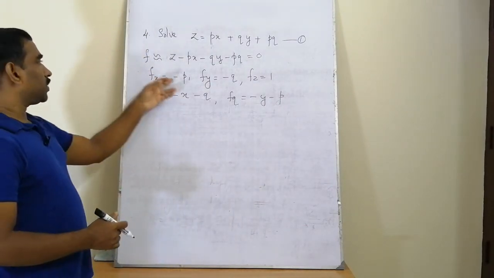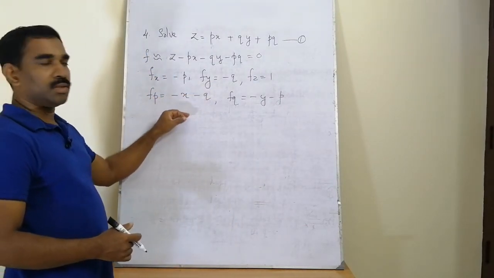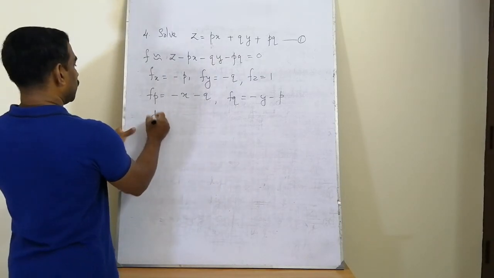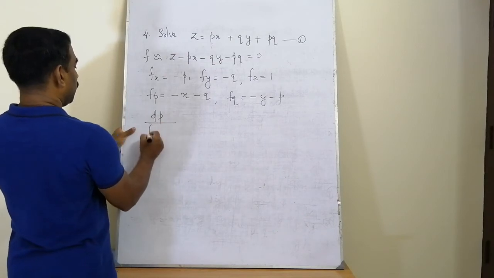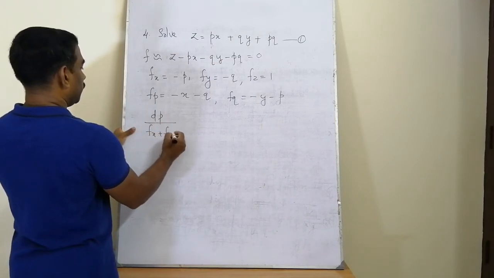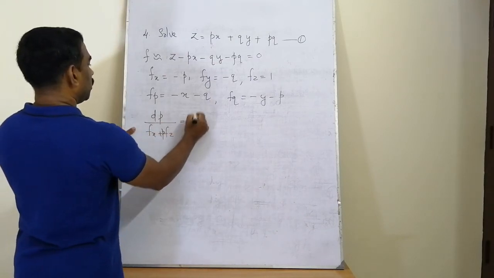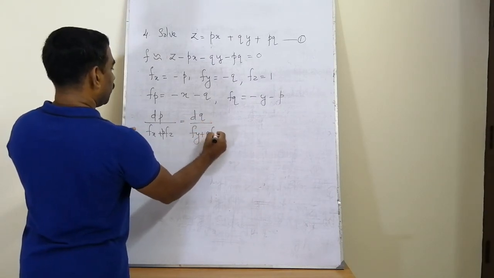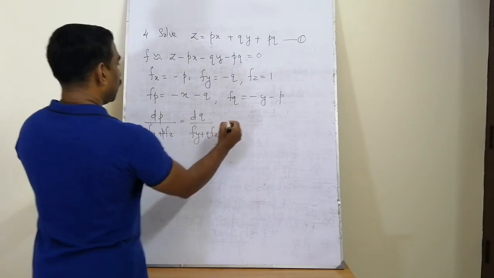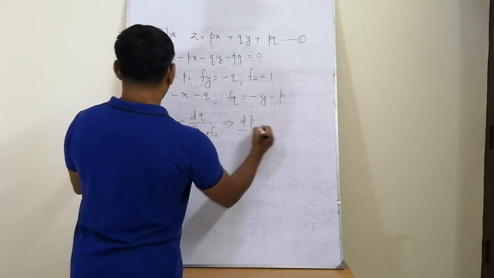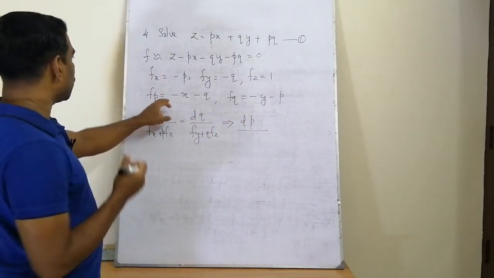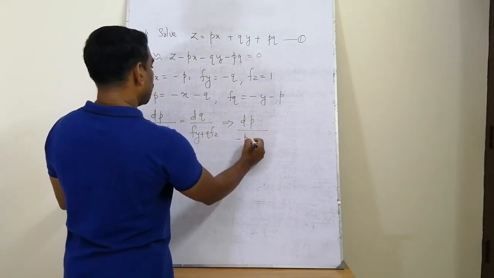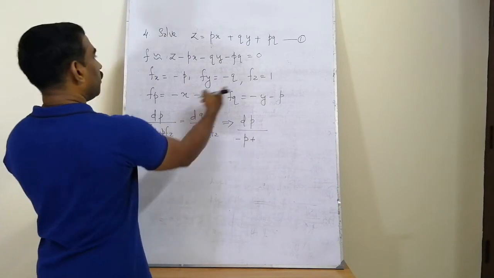Now substituting all these first order partial derivatives in Charpit's equations, we will consider the last two ratios, that is dp by fx plus p fz equal to dq divided by fy plus q fz. So that implies dp divided by fx plus p fz, fx is minus p plus p fz. What is p fz?